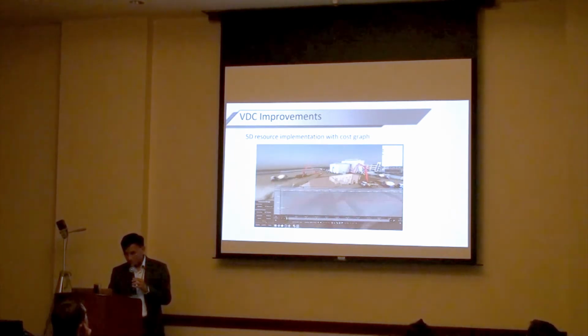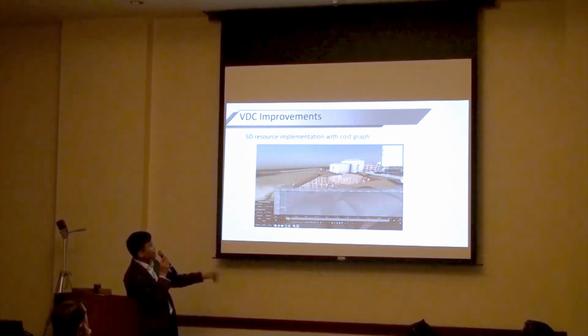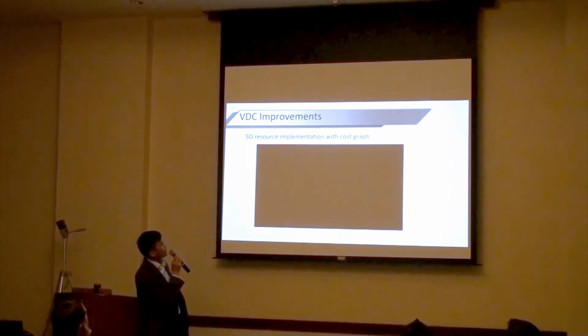So let's play this a little bit. You can see now that if you scrub the timeline, it will actually show the cost. You can see the vertical lines here that tell you what dates cost more and less right there.